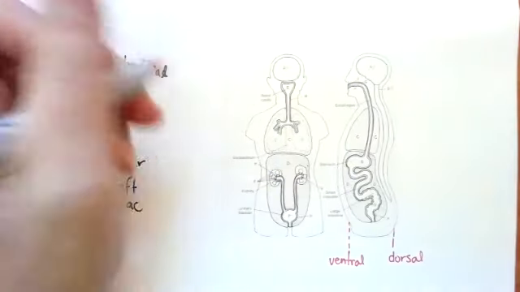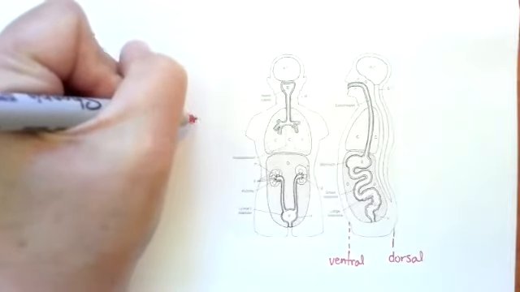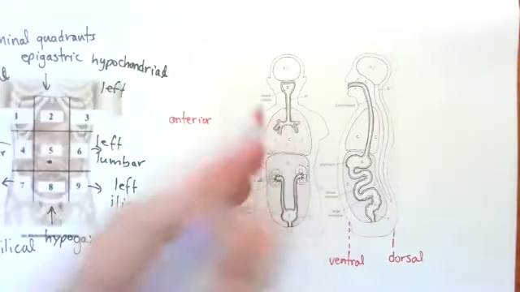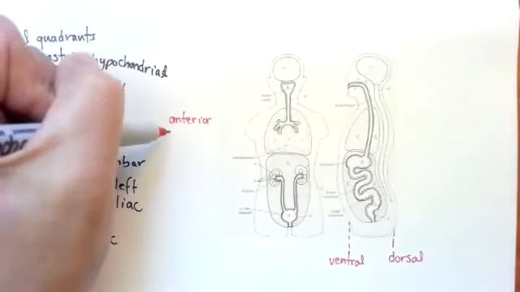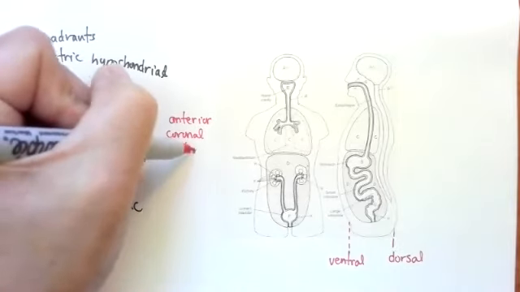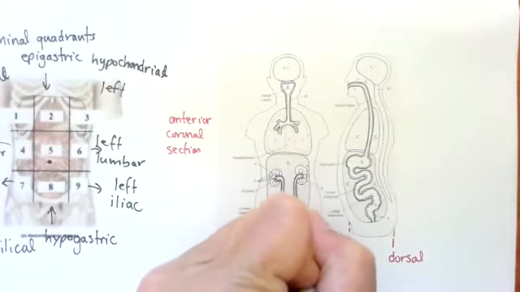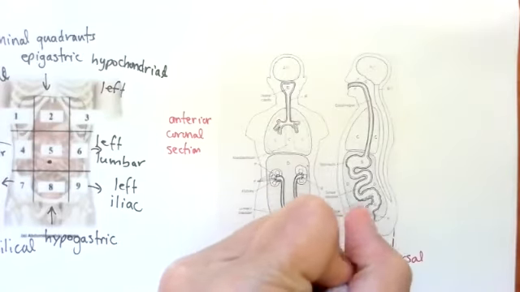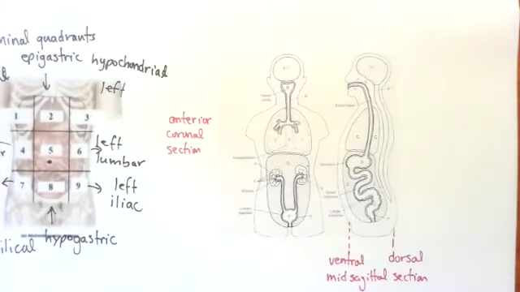And here we have an anterior view, an anterior view with a coronal section. So here I have a coronal section. I've divided it so I pulled the front half away. This is the back half of the body. And on this side, I have a mid-sagittal section. We've got a mid-sagittal section.